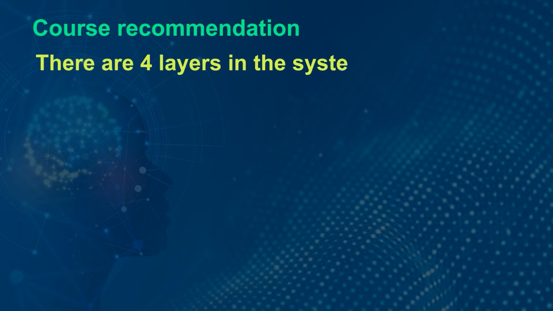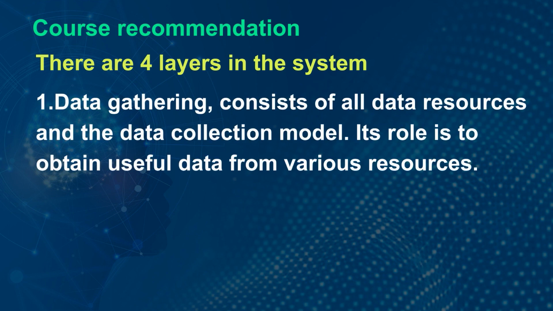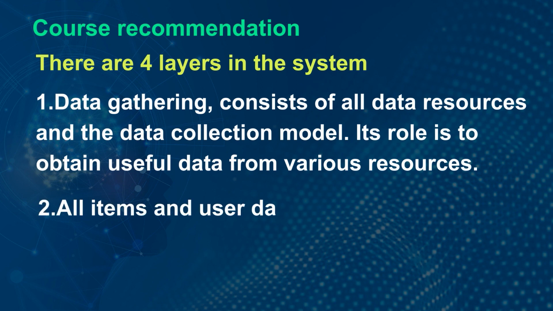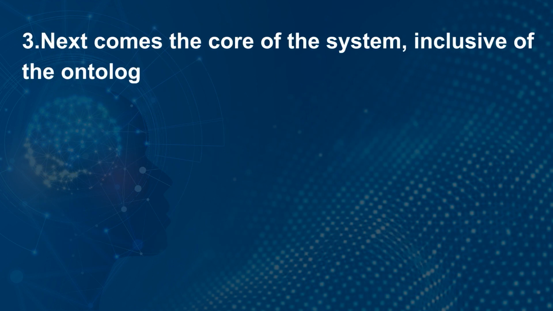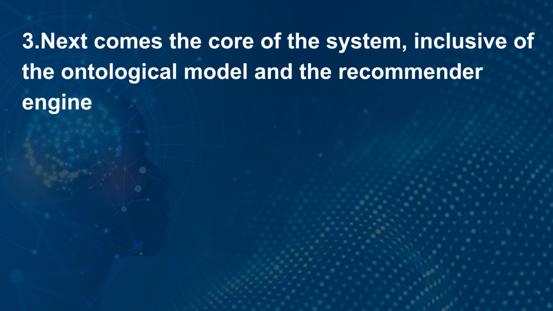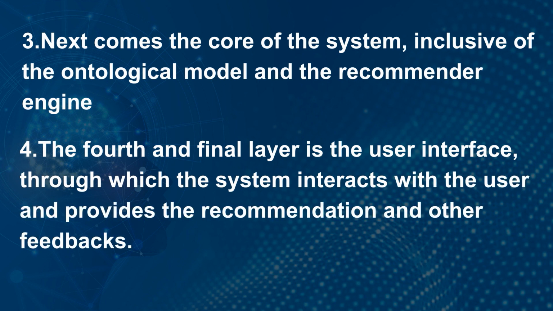The first layer, that is the data gathering, consists of all data sources and the data collection model. Its role is to obtain useful data from various resources. All items and user data are stored in a database, which comprises the second layer. Next comes the core of the system, inclusive of the ontological model and the recommender engine. The fourth and final layer is the user interface through which the system interacts with the user and provides the recommendation and other feedbacks.